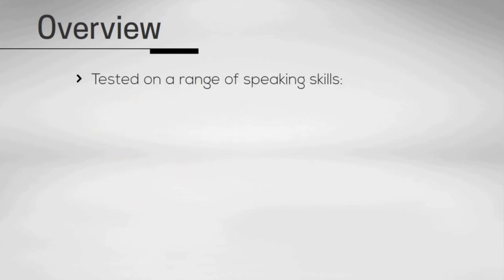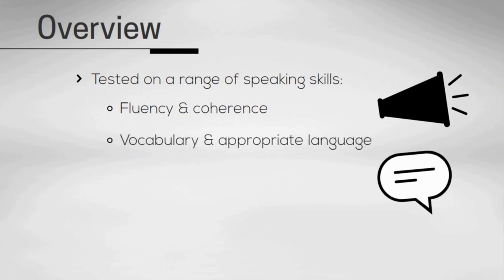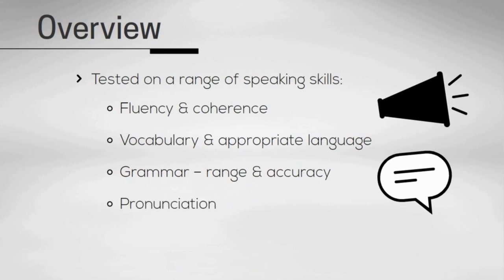You are tested on a range of speaking skills. For example, number 1, this includes your fluency and coherence. This is about your connected speech and the way you link ideas together. Number 2, your lexical resource, which is about the range and accuracy of the vocabulary you use. Number 3, your grammatical range and accuracy, which is about the number of errors you make and whether this affects your communication skills. And number 4, your pronunciation, which includes how clear your speech is.